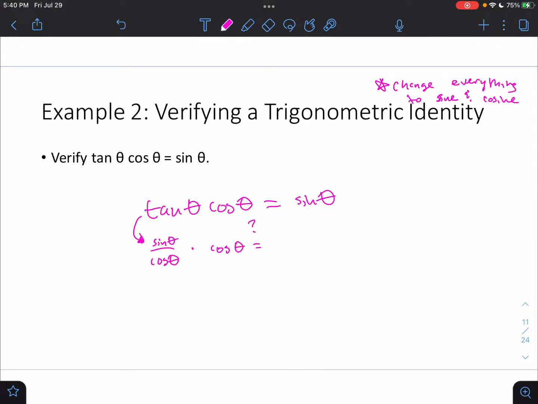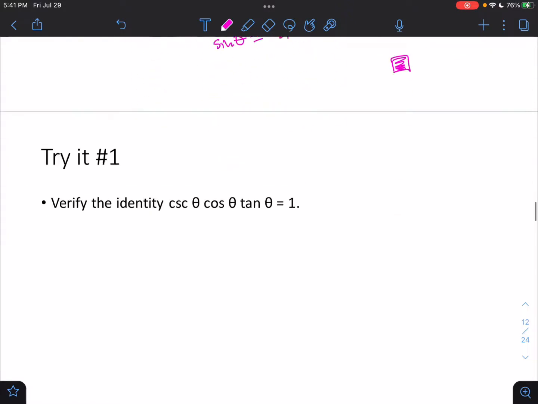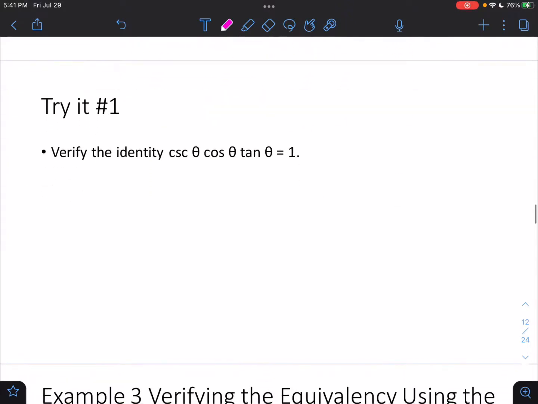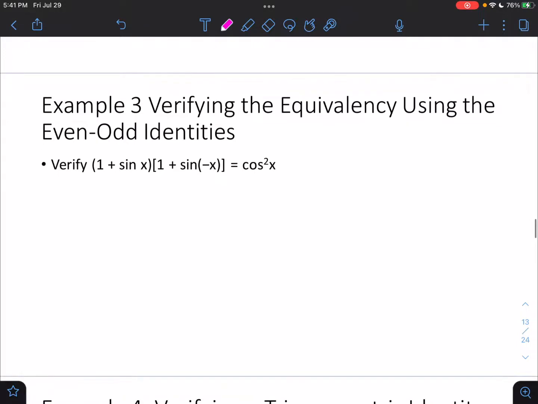And is this true? Does it equal? I like to put a question mark. Well, cosine and cosine cancel. It turns into 1, sine of theta times 1, equals sine of theta. Nice, I proved it. In some proofs, you'll see a little box filled in. That means I've proved it. I'll skip this. Jump to here.